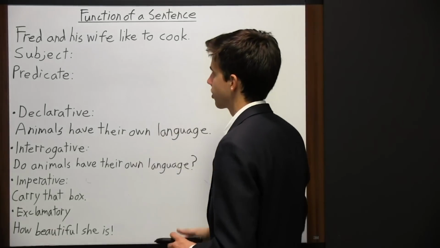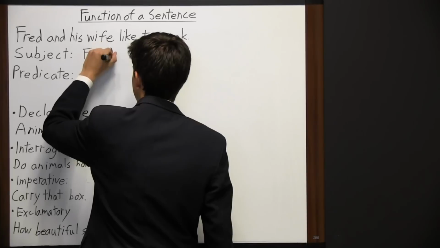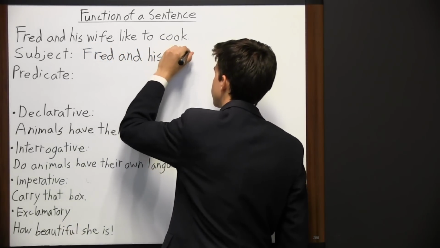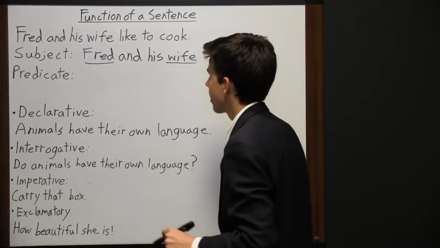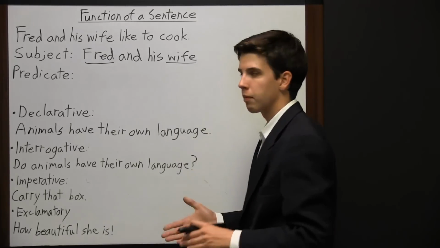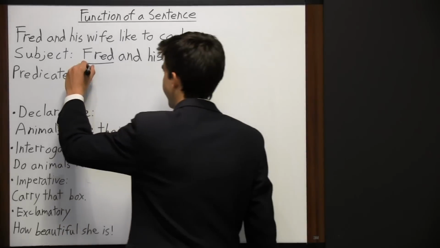Fred and his wife like to cook. So the subject here is Fred and his wife. Here we have Fred and wife, which are both nouns. And so that's the topic of the sentence. The topic of the sentence here is Fred and his wife, because they are the ones that are going to be doing the action. Now, the predicate here is like to cook.